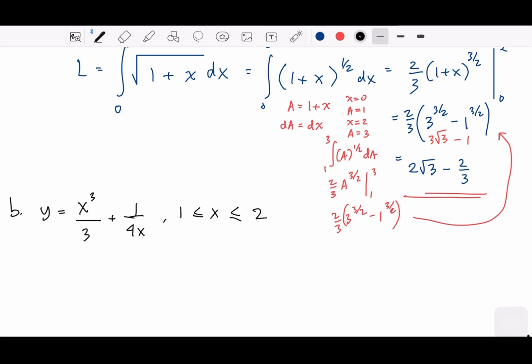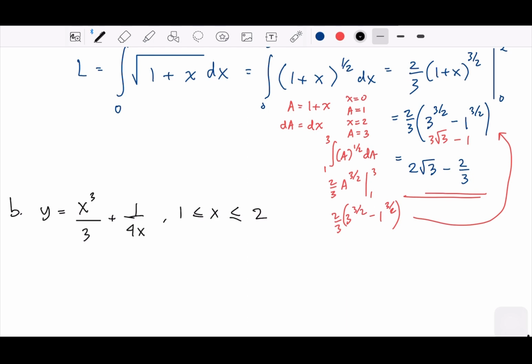Okay, number b. The difficulty is increasing, but the idea is still the same. What we need to find first for this part is the derivative, right? So the derivative of x cubed over 3: the 3 goes here and cancels, it becomes x squared. 1 over 4x becomes minus 1 over 4x squared, right? If not, then you can bring the x up as minus 1 and then do the derivative. I think that's also okay.